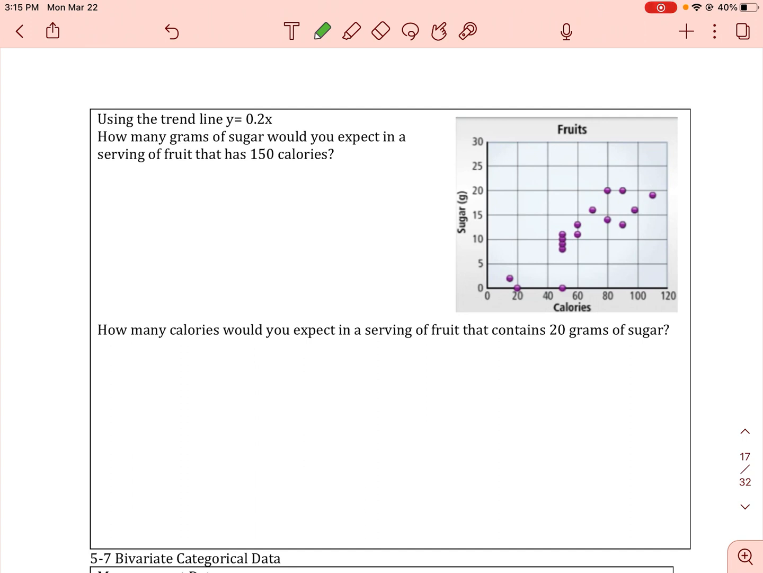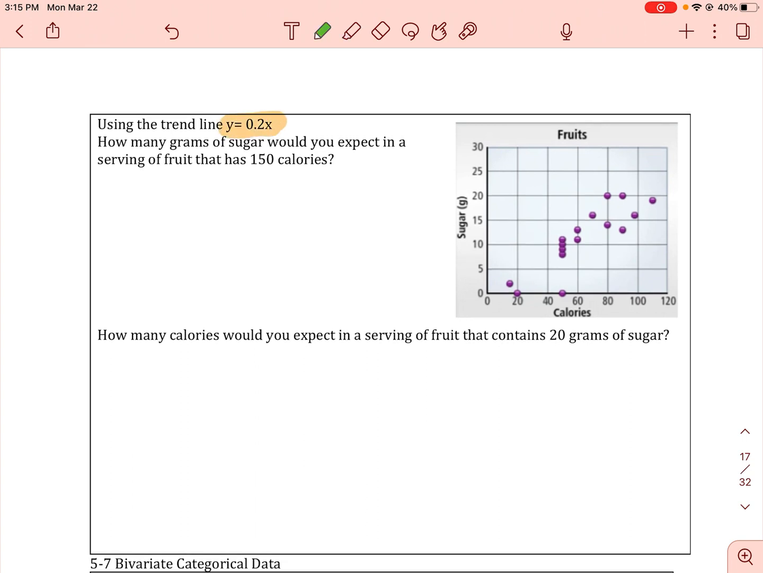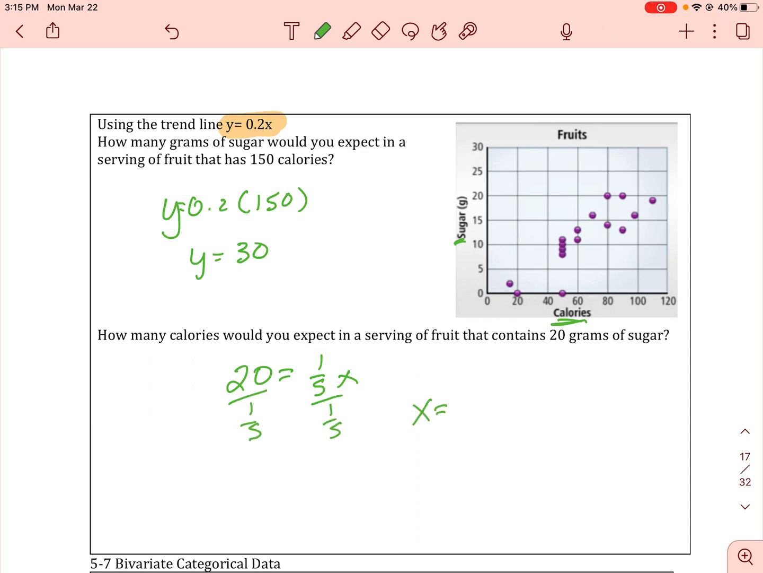Using this equation for the trend line, or our line of best fit, how many grams of sugar can you expect? Sugar is y, so we're solving for y, serving 150 calories. 150 is x. Y equals 0.2 times 150. Y is about 30, so we can expect about 30 grams of sugar. How many calories would you expect from fruit? 100 calories for a piece of fruit that has 20 grams of sugar.